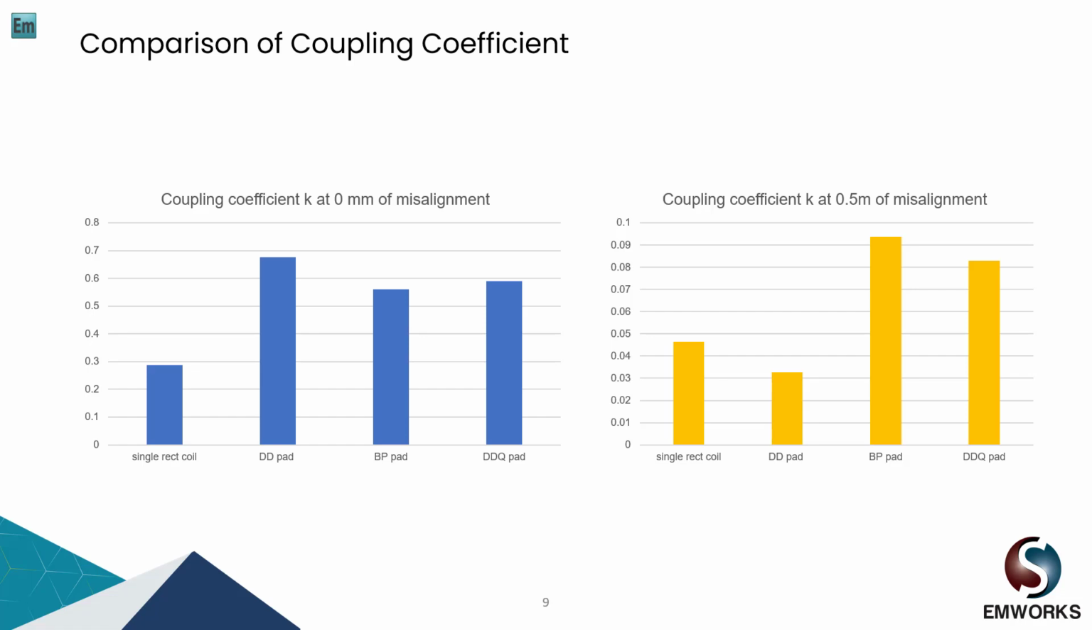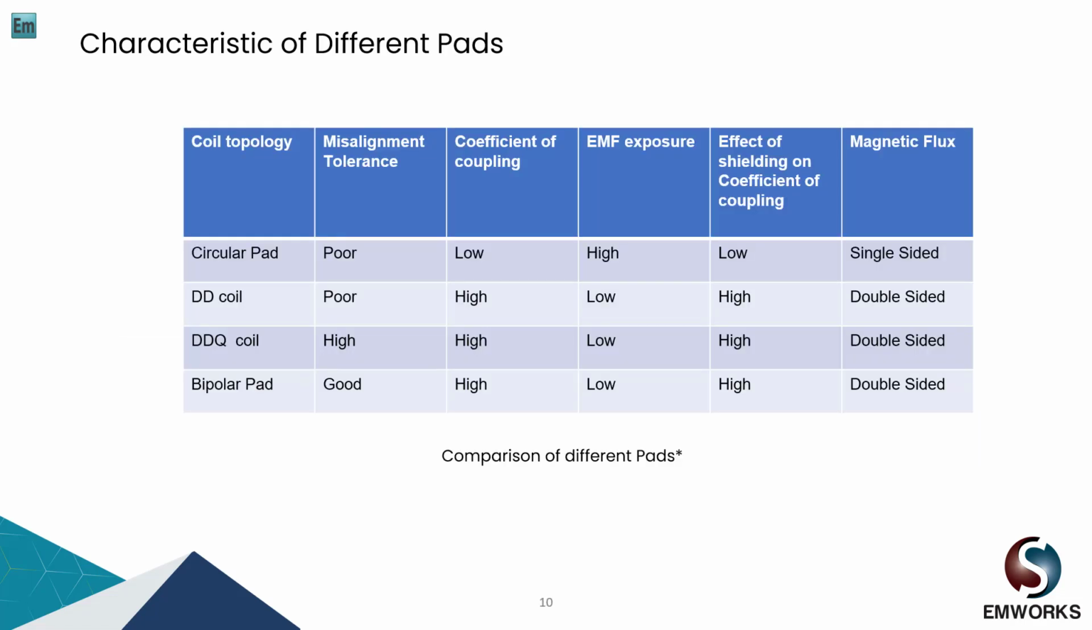Also, the heat generated may increase in the DDQ because we have additional copper loss, because, as we mentioned, it has one more additional coil. This table summarizes the different characteristics of the commonly used pads. So combining and studying these different parameters can lead us to choose the bipolar coil as a good option for a wireless charger system implemented and used in electrical vehicles.